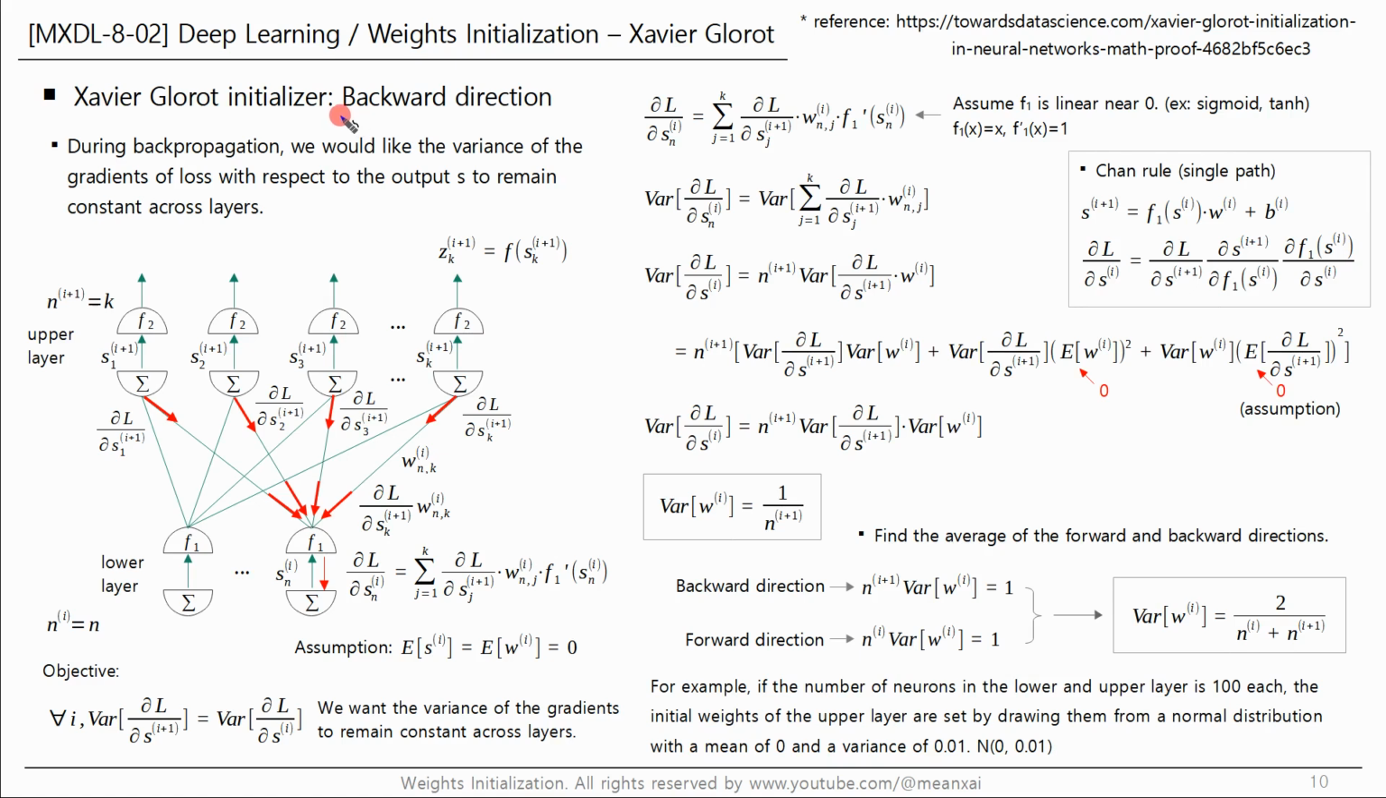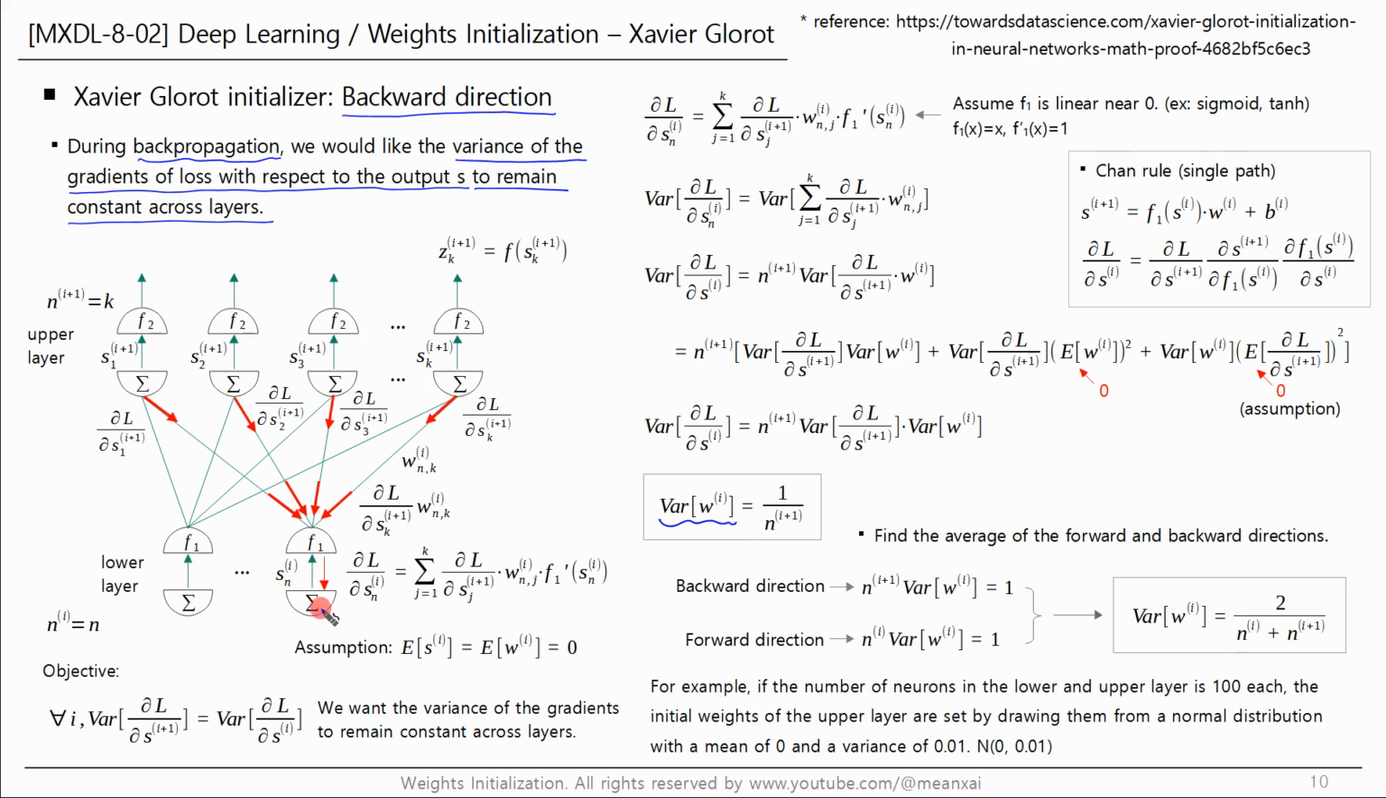Next, let's consider backward propagation in a neural network. During backpropagation, we would like the variance of the gradients of loss with respect to the output S to remain constant across layers. Let's find the optimal variance of the initial weight distribution in the backward direction.